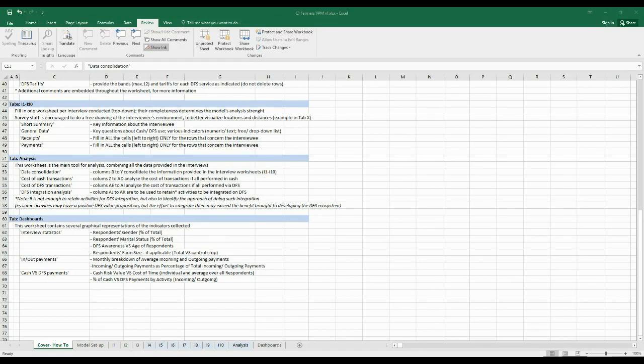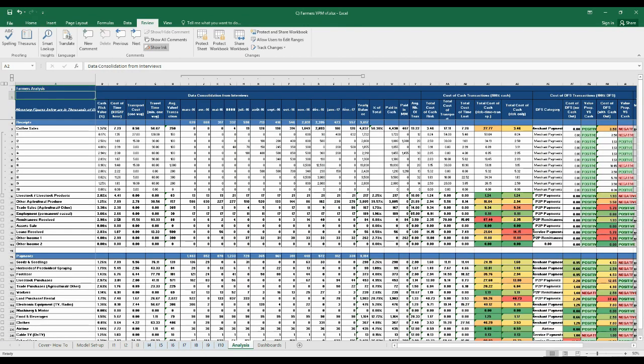This video tutorial covers the analysis tab. So if we just jump straight to the analysis tab, for this presentation we're going to be using the data from our own study with Czekalani coffee. Currently we're looking at the value proposition model for farmers.